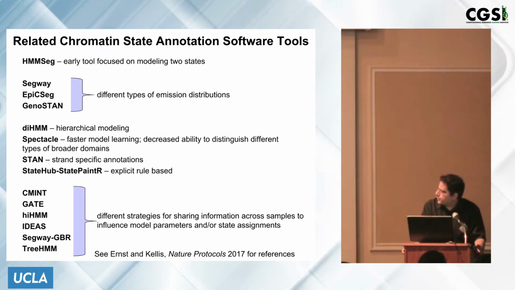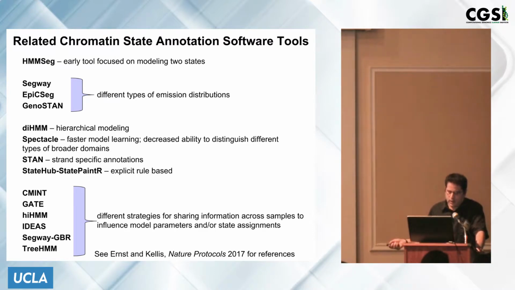And there's been other types of variants proposed, and most of these are referenced in a recent paper in Nature Protocols where we explain in a tutorial fashion the ChromHMM method and describe some of the recent work in this area. There are other approaches that try to do specific extensions, one looking at hierarchical modeling, another trying to speed up the model learning, though it decreases the ability to distinguish different types of broader domains. One approach does strand-specific annotations.